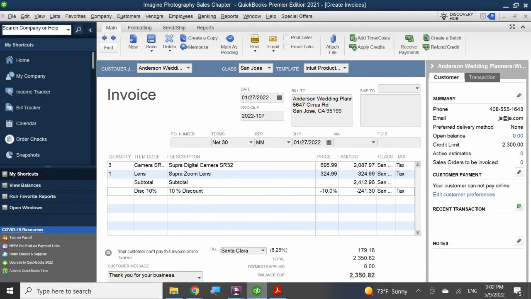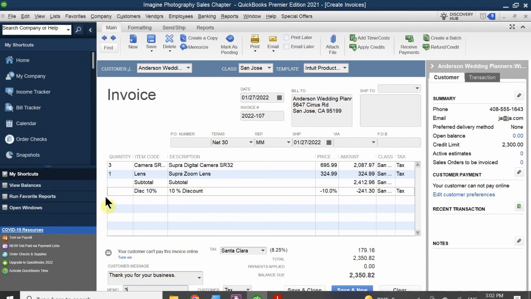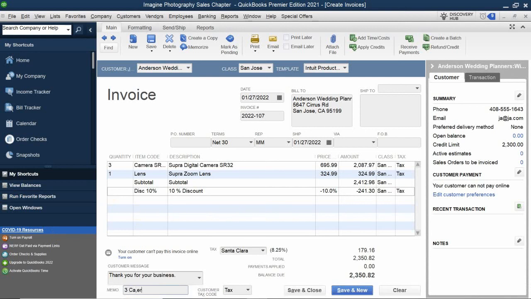Okay? What is the memo? They bought three cameras and one lens at 10% discount. And once everything looks good, you go ahead and save and close.